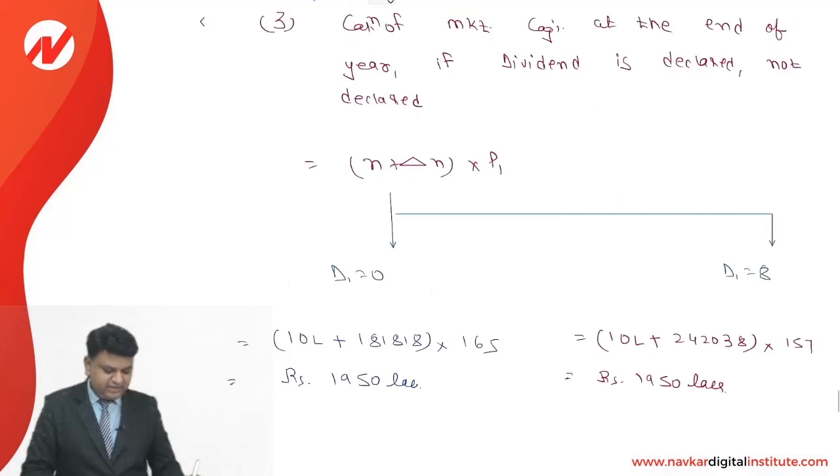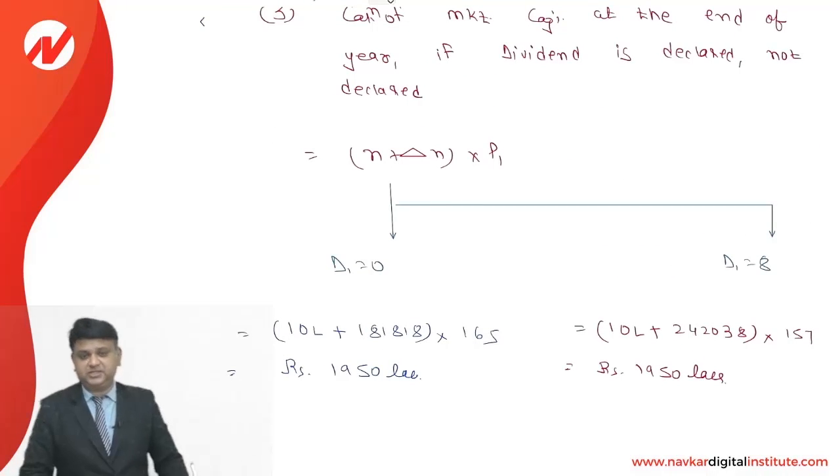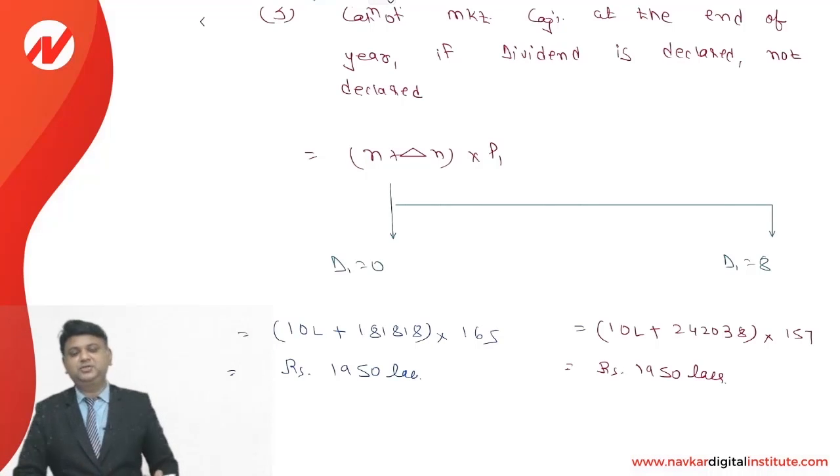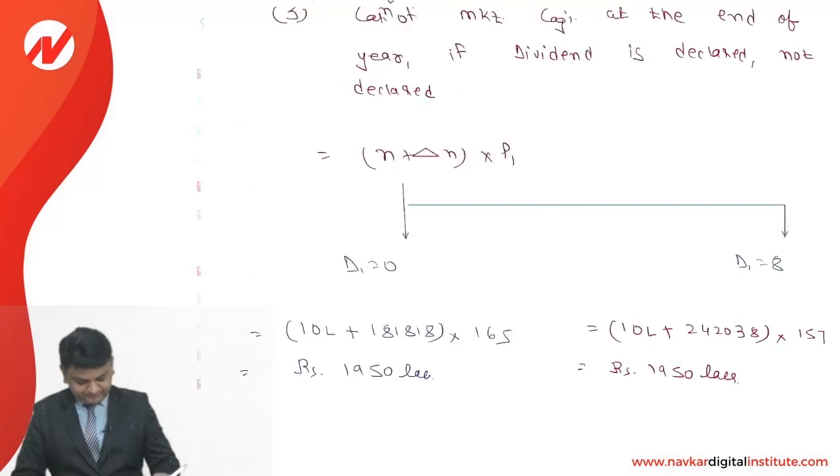This is the way value of the firm can be calculated in both the cases. And as we know, the proposition is that whether you pay dividend or you don't pay dividend, the overall valuation of the firm is going to remain the same, and that is what we can see over here.